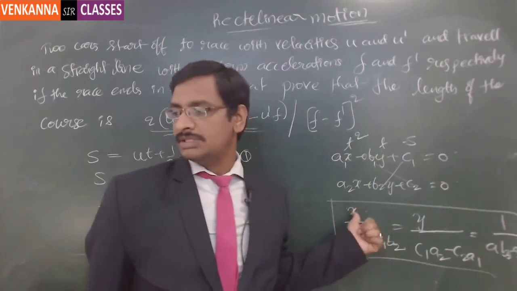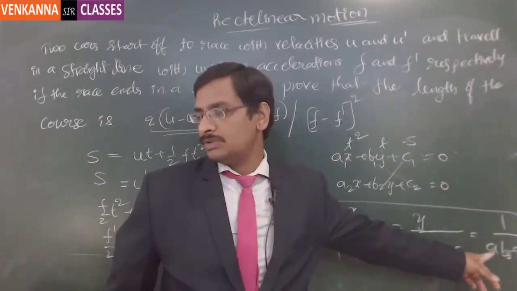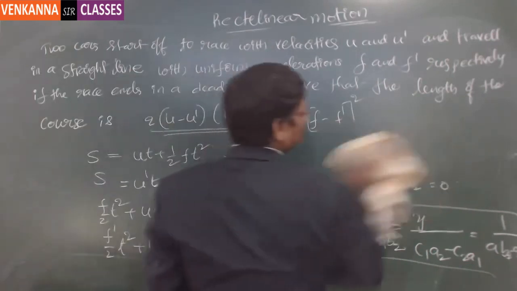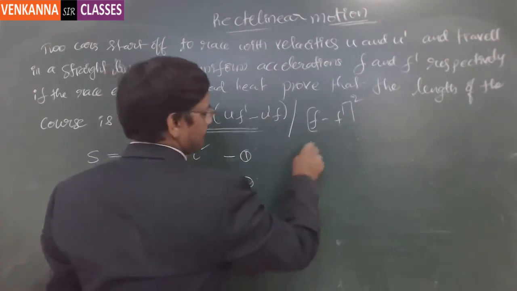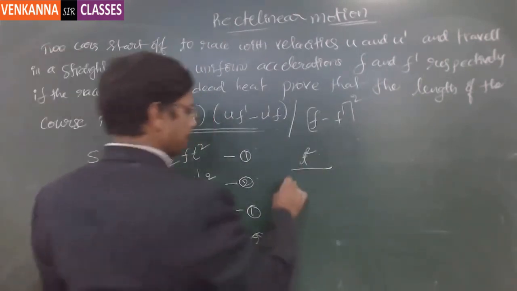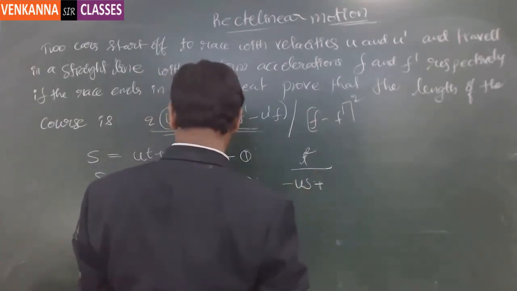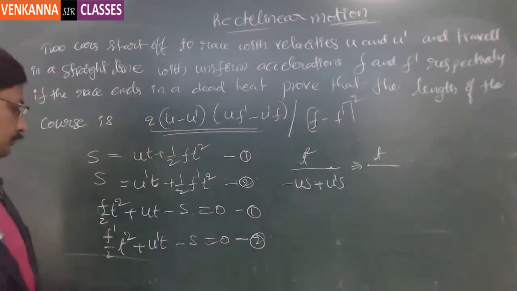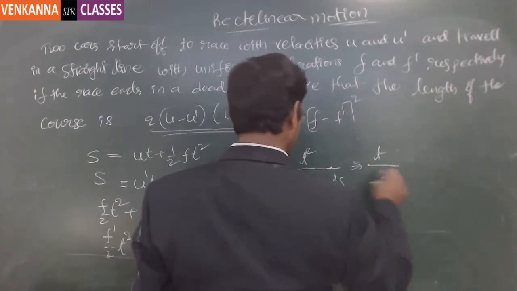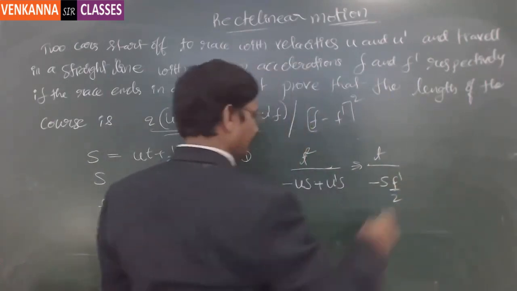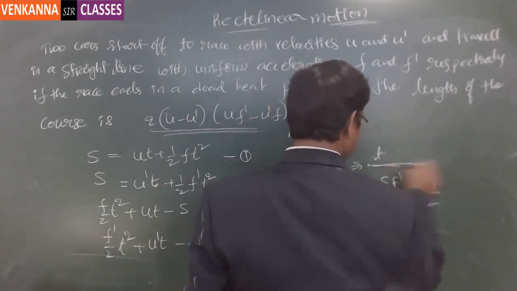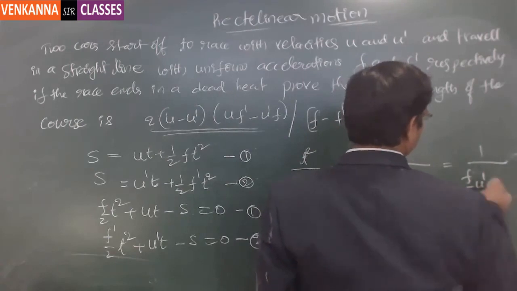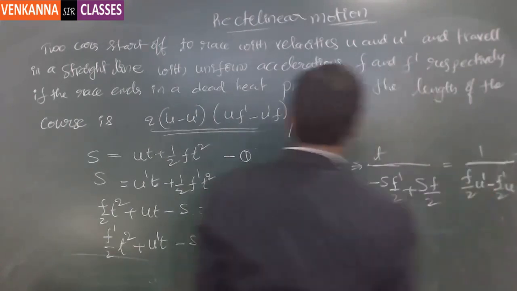Now you can solve it I think. So try to put it in this equation. This is t square, this is t, and this is simple 1, divided by this value we have to put. t square by minus u s plus u dash s is equal to t by minus s into f dash by 2 plus s into f by 2 is equal to 1 by f by 2 times u dash minus f dash by 2 times u. So this is the relation.